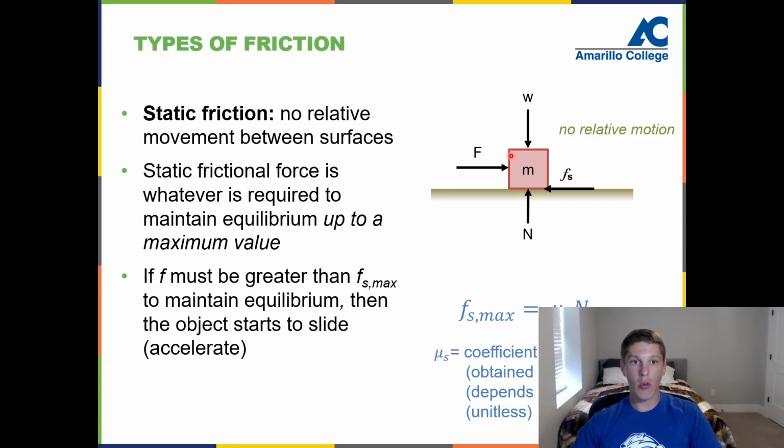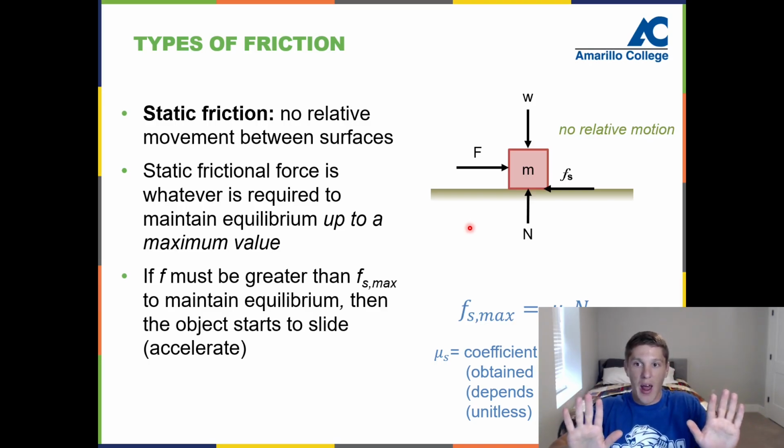So in this case, if I know that this block that I'm showing here is static, that means it's not moving. If I apply a 1 pound force to the right, then my static frictional force is going to be 1 pound. If I apply a 2 pound force to the right, my static frictional force is going to be 2 pounds. It's going to be whatever it needs to be to try to maintain equilibrium, up to a maximum value. You can think about this in real life. If I'm pushing on a box, I apply a force, the box doesn't move, I push a little bit harder, the box doesn't move, and then I push hard enough and all of a sudden the box starts to move.